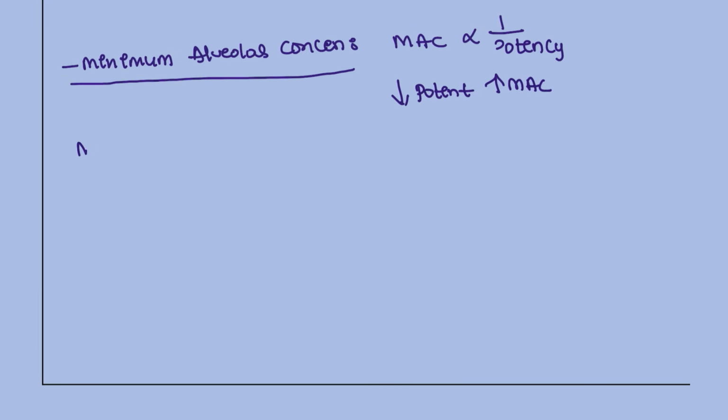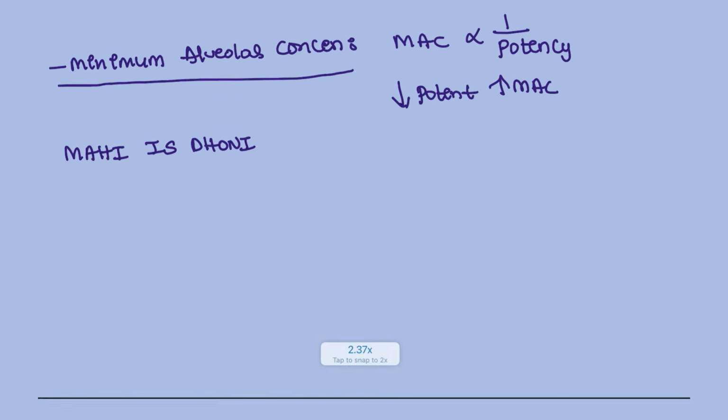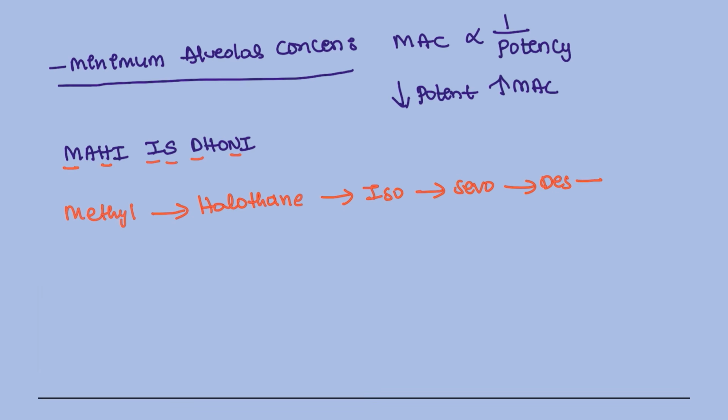So how can you remember? The mnemonic is Mahi is Dhoni, Mahendra Singh Dhoni. M for methoxyflurane, H for halothane, I for isoflurane, then sevoflurane, desflurane, and N2O. So let's write here methoxyflurane, then halothane, followed by isoflurane, sevoflurane, desflurane, and then N2O. This is how the pattern will be seen.